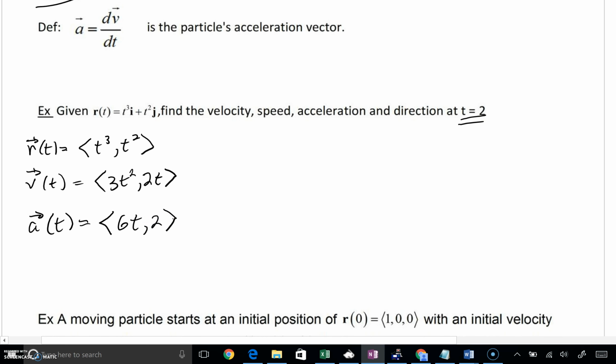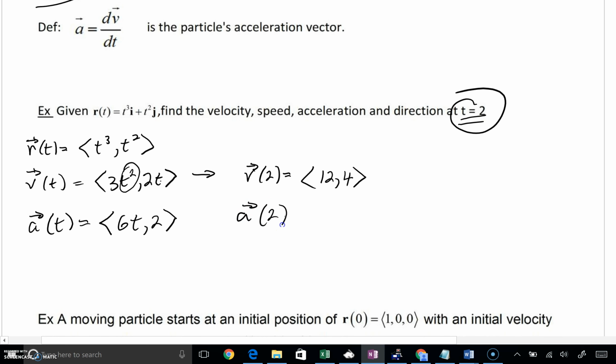But what we can do very quickly is realize that we're trying to find these vectors at a particular t value. If I were to plug in a t value of 2, 2 squared, of course, is 4. 4 times 3 is 12. 2 times 2, of course, will get you a 4. Likewise, over here for my acceleration vector, that's going to be 6 times 2, which is also a 12, but that would be 12, 2.